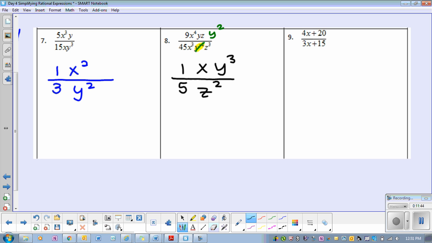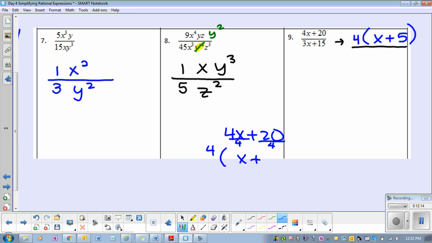So look up at the top. 4x plus 20. If I factor this, what would that turn into? What is the GCF of 4 and 20? It's 4. So 4 comes out, and then you have x plus 5. Do you agree? How did you get that? 4x plus 20, what's the GCF? It's 4. Divide everything by 4, and then you get x plus 5.